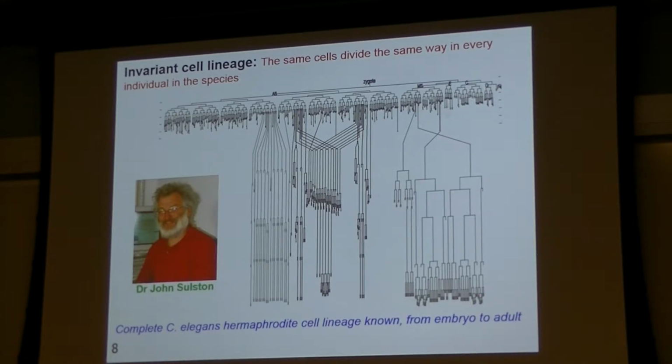Okay. So this is known as the invariant cell lineage because it reflects this very stereotypical, very standardized, very non-varying type of way of dividing up cytoplasm and establishing a lineage that gives rise to all the different daughter cells of the adult animal.